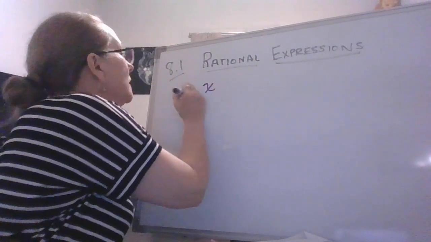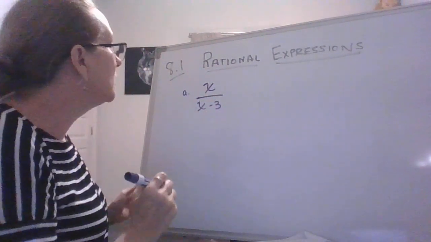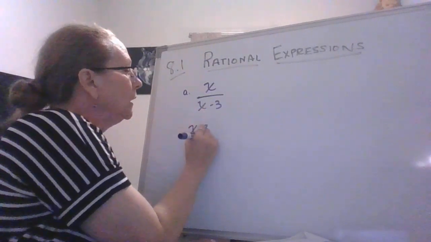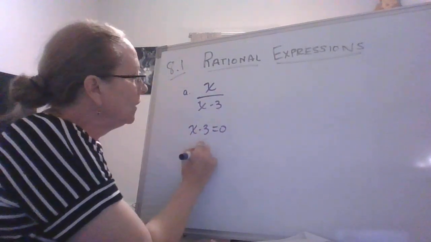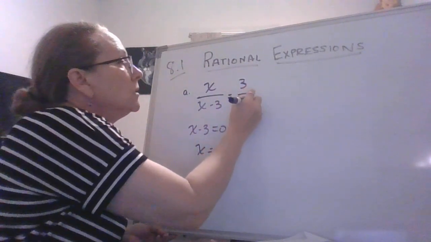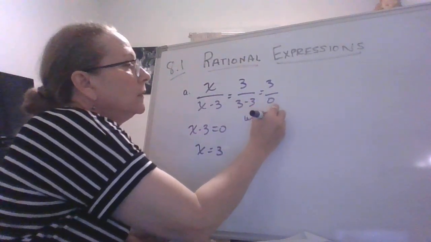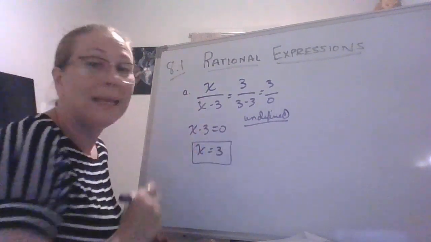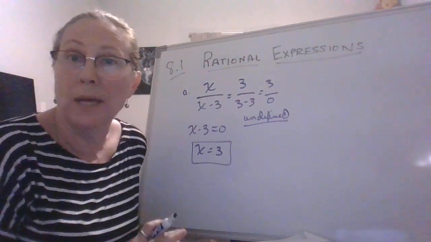So if we have our first example, A, x over x minus 3, the first thing we say is, well, if x minus 3 equaled 0, then we would have an undefined expression. So if x was 3, if we plug that in, 3 over 3 minus 3 would be 3 over 0, and this would be undefined. So our answer is 3. That would be the place where it is undefined.